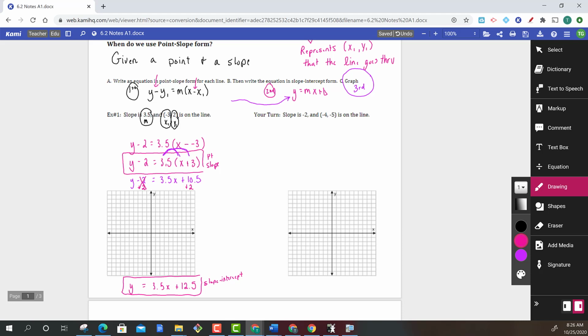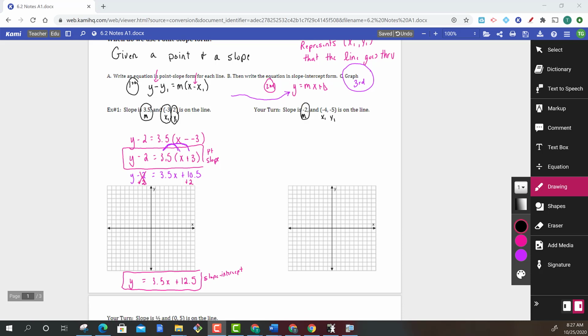Strongly encourage, pause the video and try the your turn on your own. I'll show you some of the steps here in just a few seconds. So I encourage you to pause the video and see if you can do it on your own first. So again, your first step is figure out what m, x1, and y1 are. I'm going to show the next step here in just a couple of seconds. So again, feel free to pause if you need to.